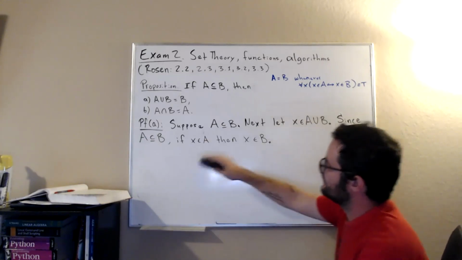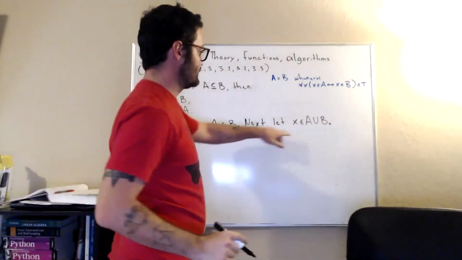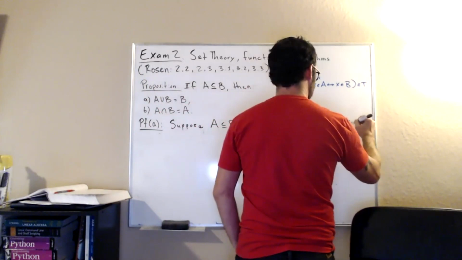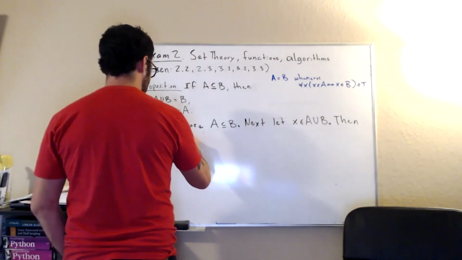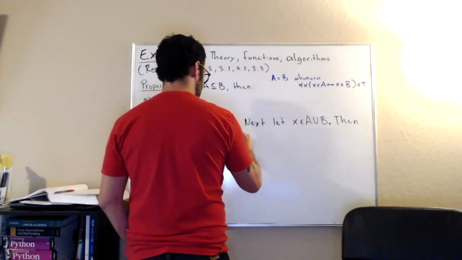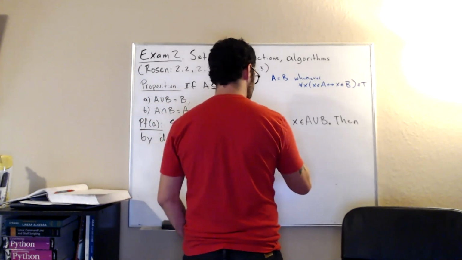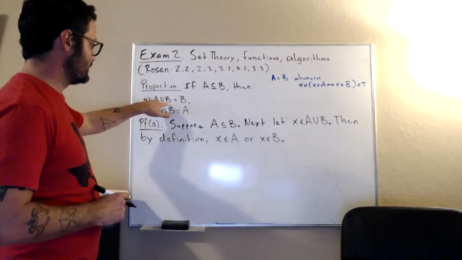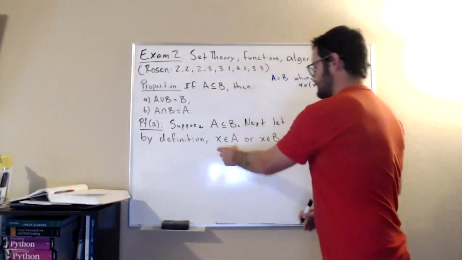Well, maybe I skipped a step. I should say, so next I should use the definition of union here. So then by that definition, X is in A or X is in B. Okay, and our goal, again, is to pick something over here and then show that it's also in there, right? So X is in A or X is in B.